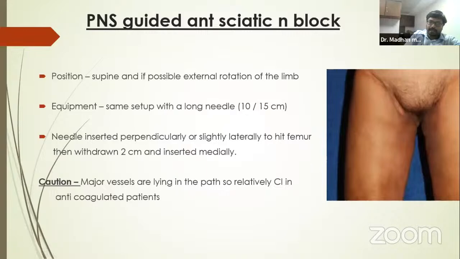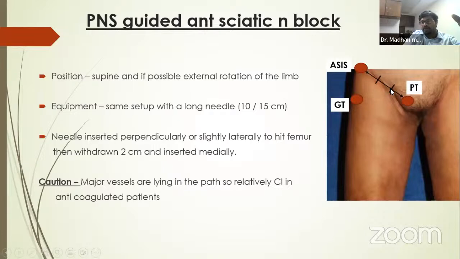If you are doing a PNS guided anterior sciatic nerve block, you need to identify a few bony landmarks, mainly the anterior superior iliac spine, pubic tubercle, and greater trochanter. You make a line joining the PT and ASIS and divide it into 2. Two named approaches are there. One is Beck's approach, another one I don't remember the name. One has divided it into 2 and taken 4 centimeters distal. Another one has divided it into 3 parts, and at the junction of medial 1/3 and lateral 2/3, he has put a line perpendicular which will be parallel to the GT.